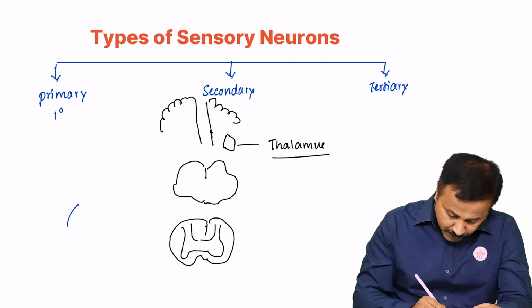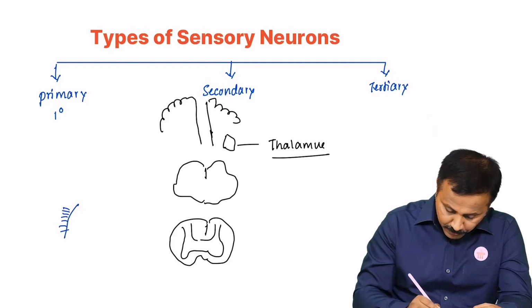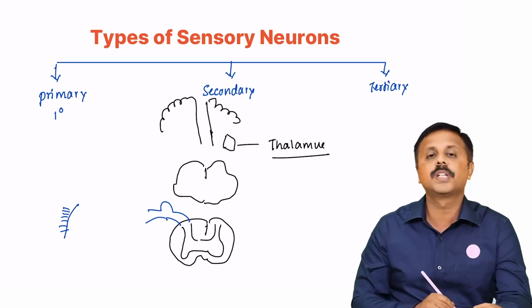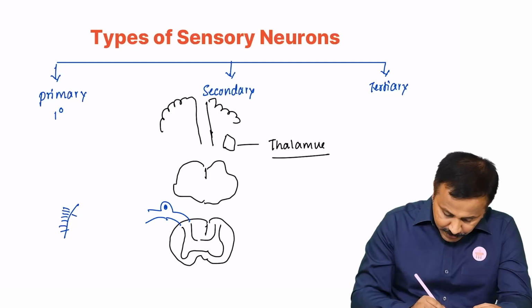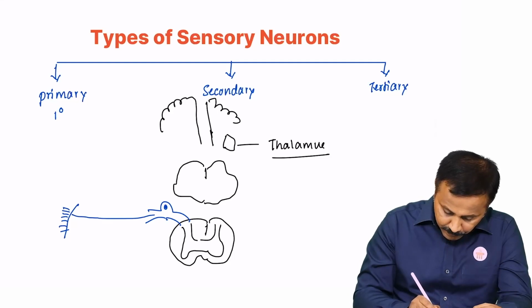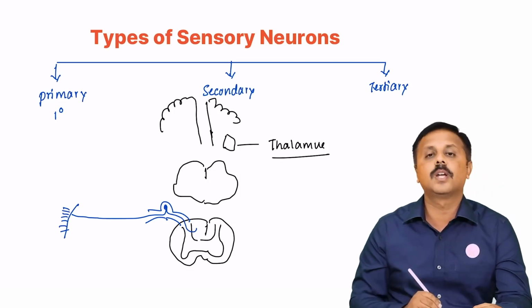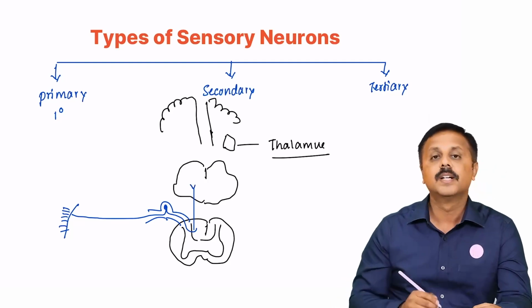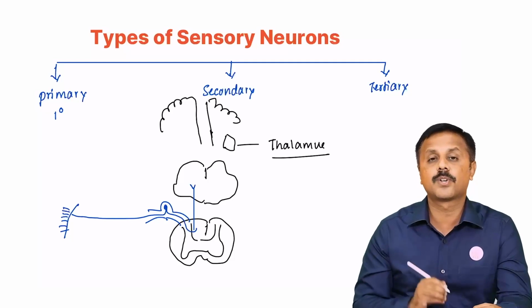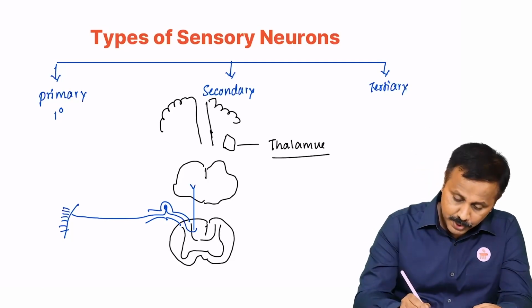Remember, the first order neuron begins from a receptor and it is usually located in the dorsal root ganglion. So here is the neuron. Here is its dendrite passing to the cell body, and from the cell body the axon enters, and let's say through the dorsal column it ascends upwards into the brainstem and terminates. This is what we refer to as first order neuron.